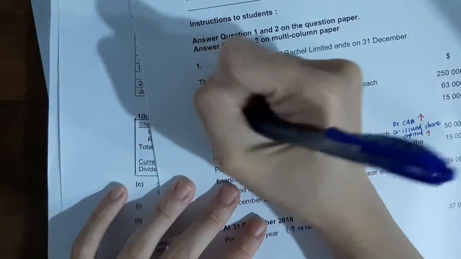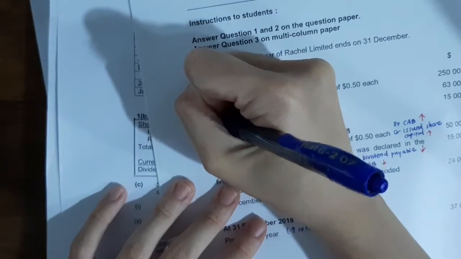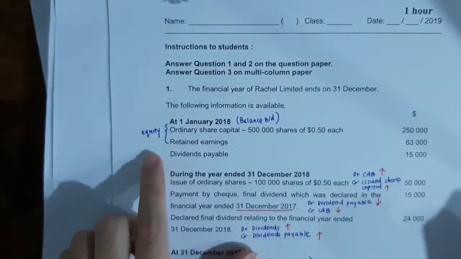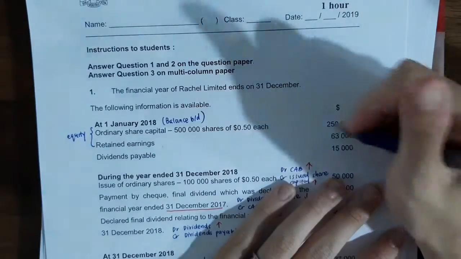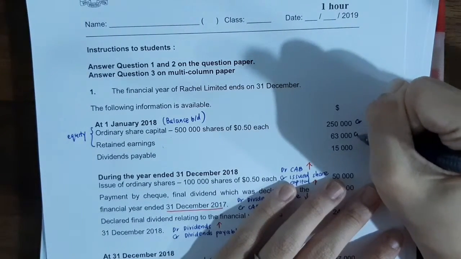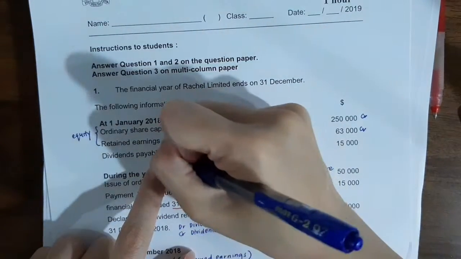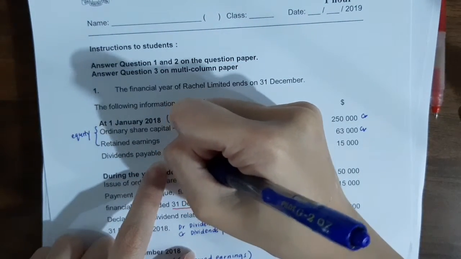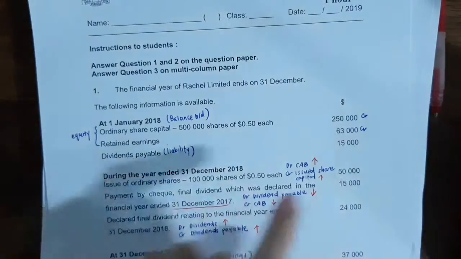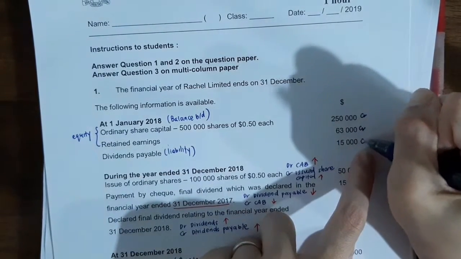And therefore, they are credit in nature. For dividends payable, this is a liability. That's why my balance brought down is also a credit in nature.